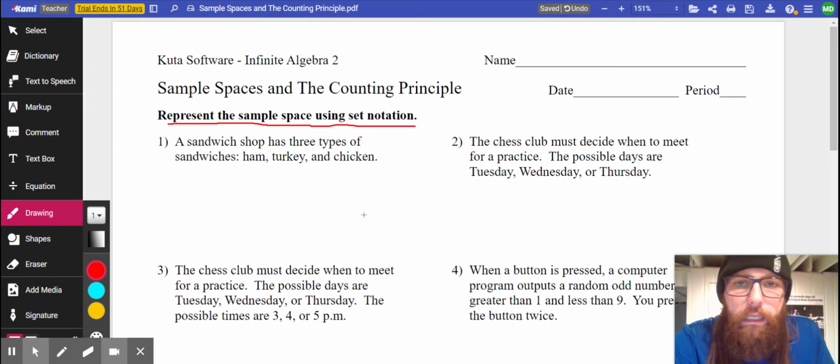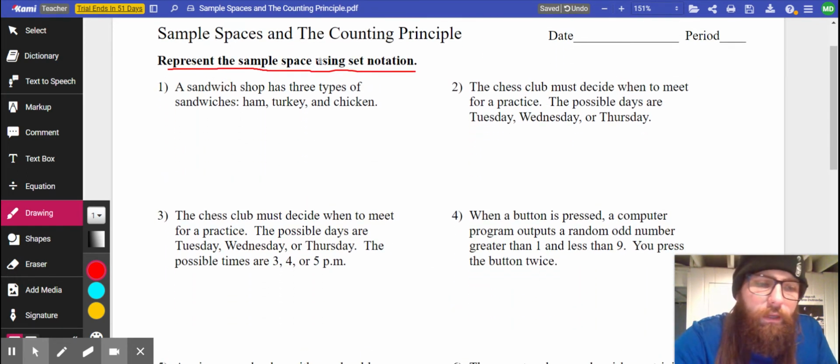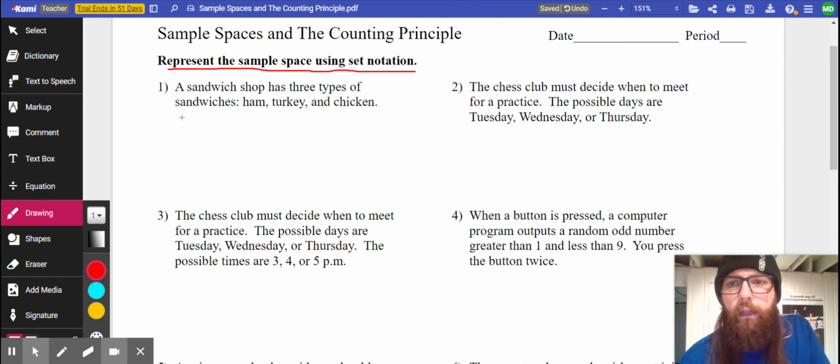Top half is a little bit easier. Remember the sample space from our video last Friday? The sample space is literally just a list of all of the possible things that can happen in an experiment. So if number one, a sandwich shop has three types of sandwiches, you can get ham, turkey, and chicken, then your sample space is what kind of sandwiches I can get.